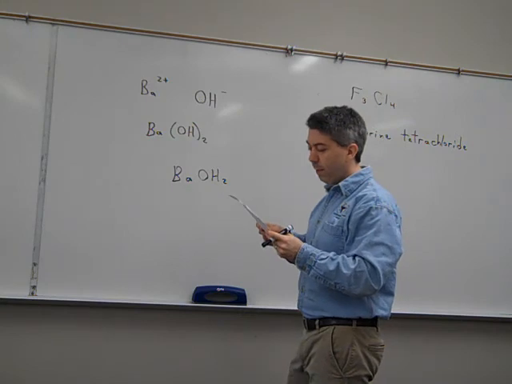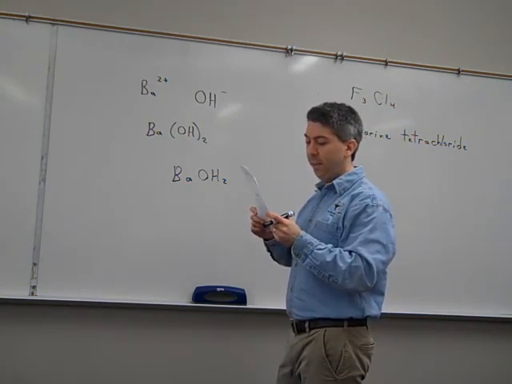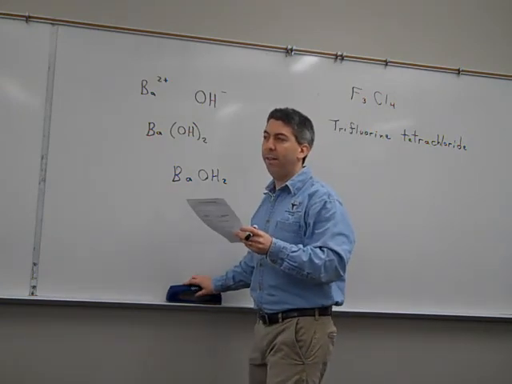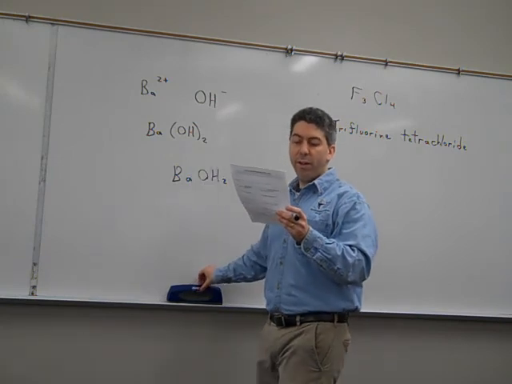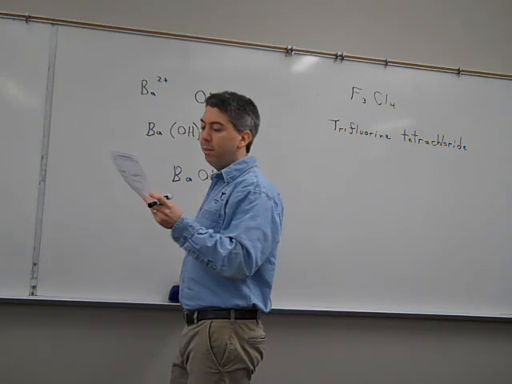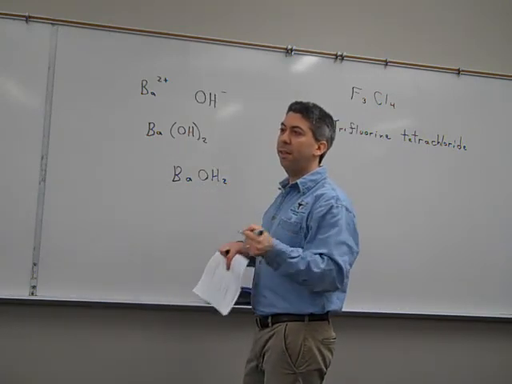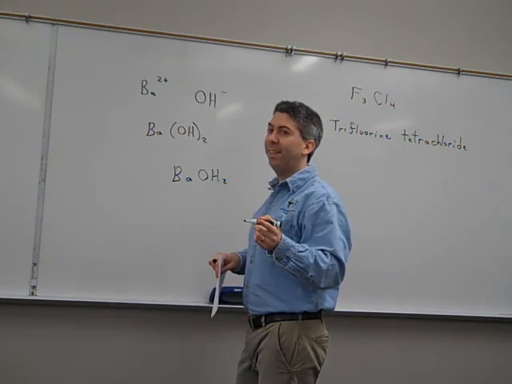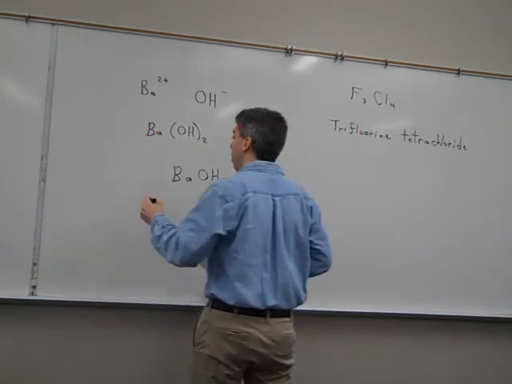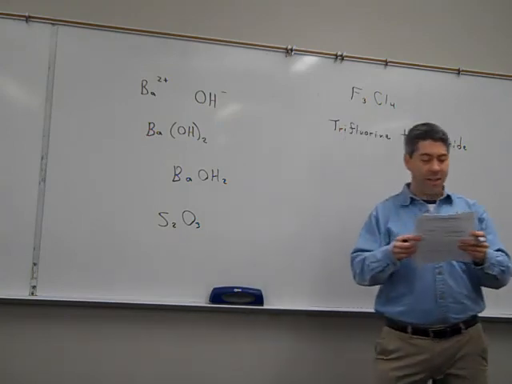All right, let's take a look at number 26. Disulfur trioxide. What type of compound is that? Covalent. You can automatically tell because of the prefixes or the fact that they're nonmetals. So what would the formula for disulfur trioxide be? S2O3. Very good.